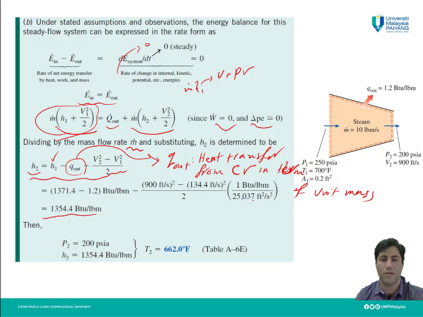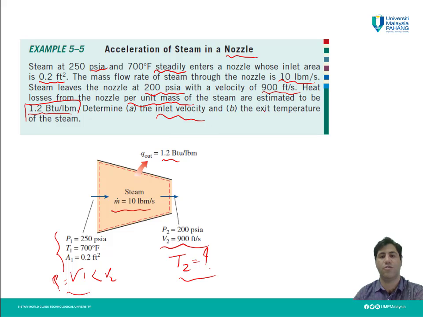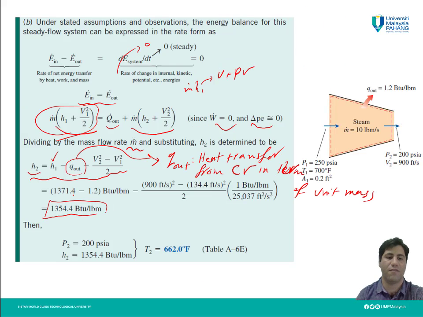We need also to use this unit conversion ratio. Then finally we have h2, which is enthalpy of the working fluid at the exit of the nozzle. So we have h2, enthalpy of the steam. Then we need to go to the table and find the temperature. The question here is we need to find the exit temperature. So we have enthalpy, we need to go to the table and find temperature for this enthalpy for steam.